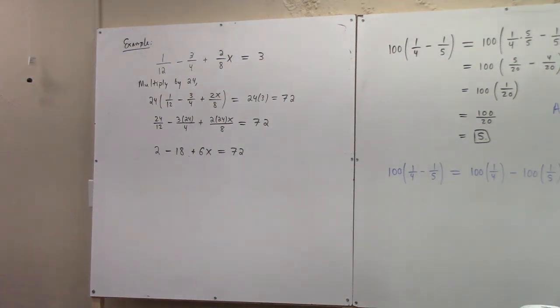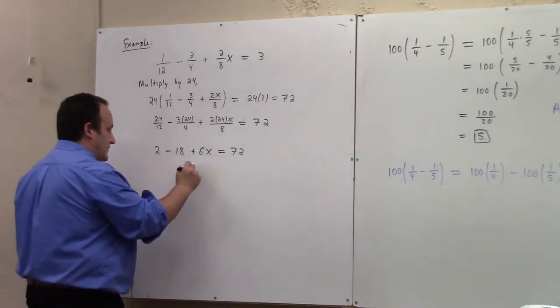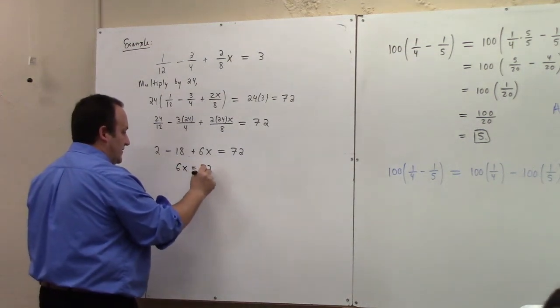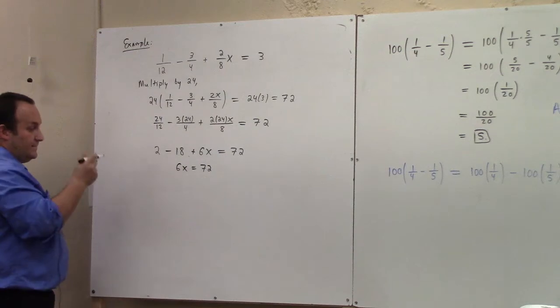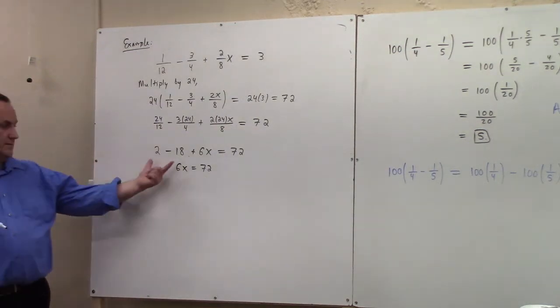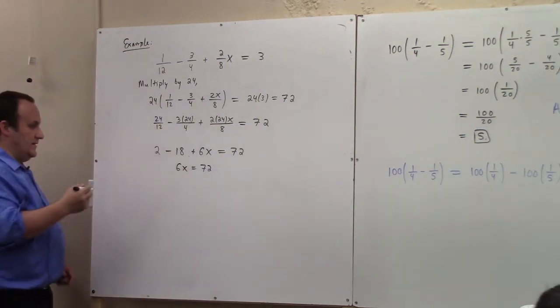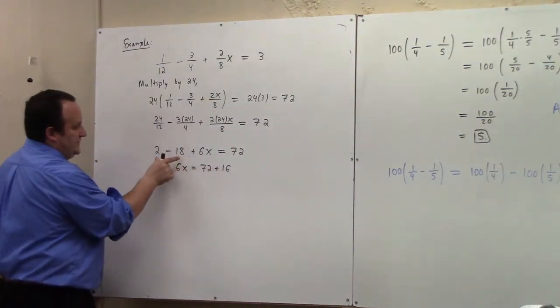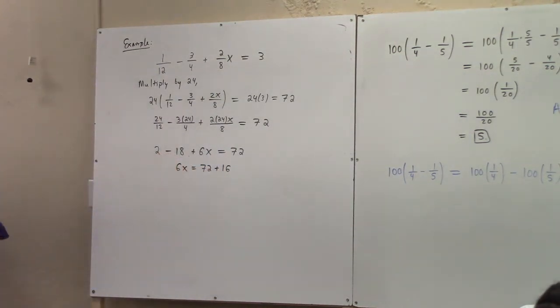And so what do we get? 6x equals 72 plus what? Yeah, plus 16, right? Because this gives us a minus 16 on the left-hand side, so we add 16 to both sides.